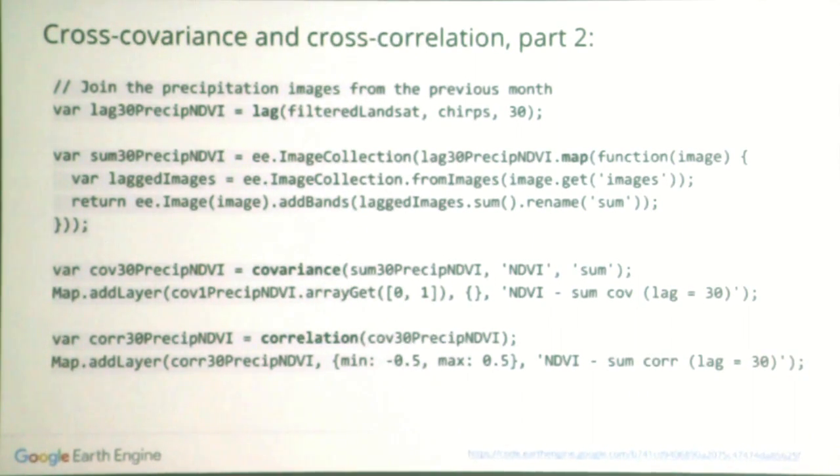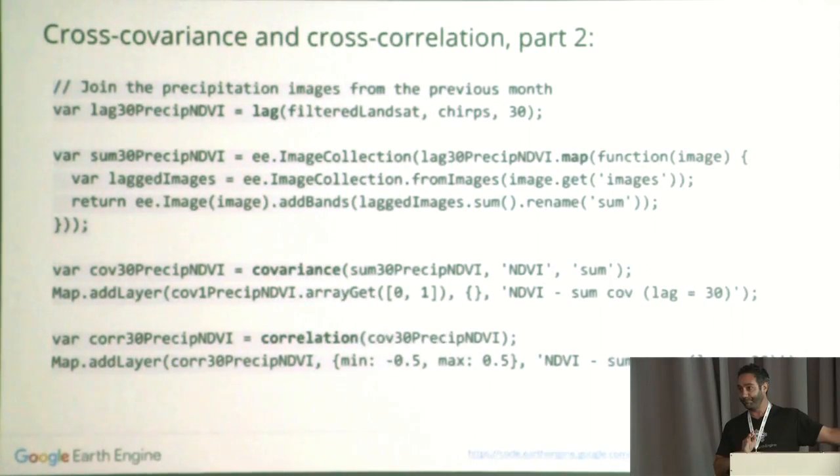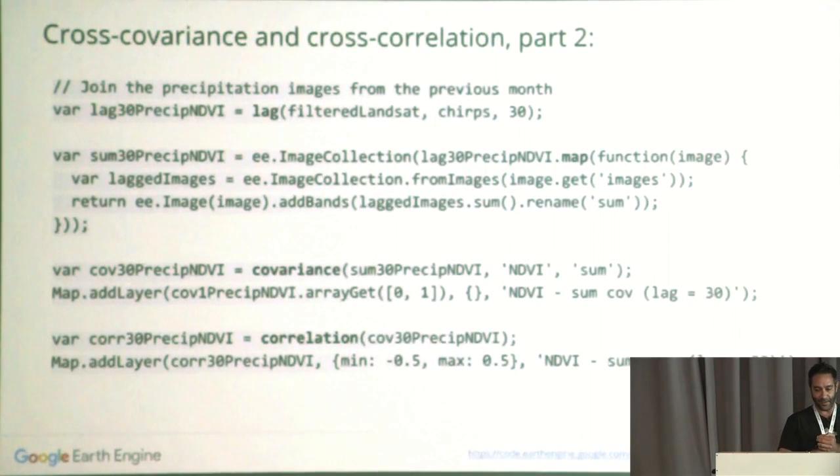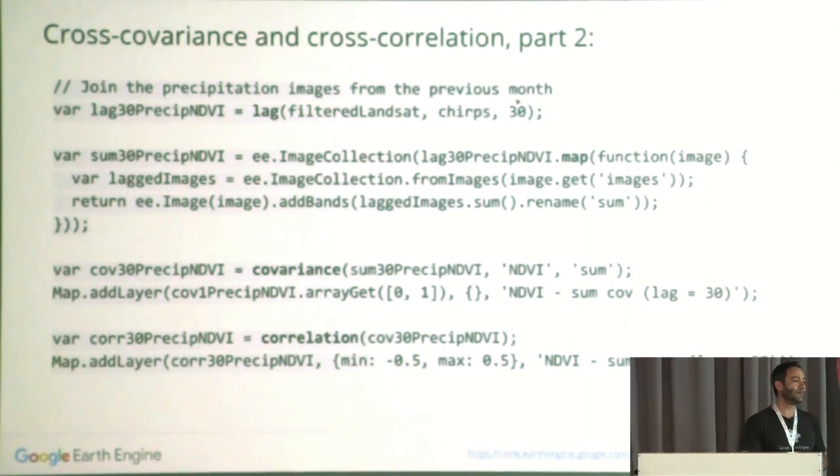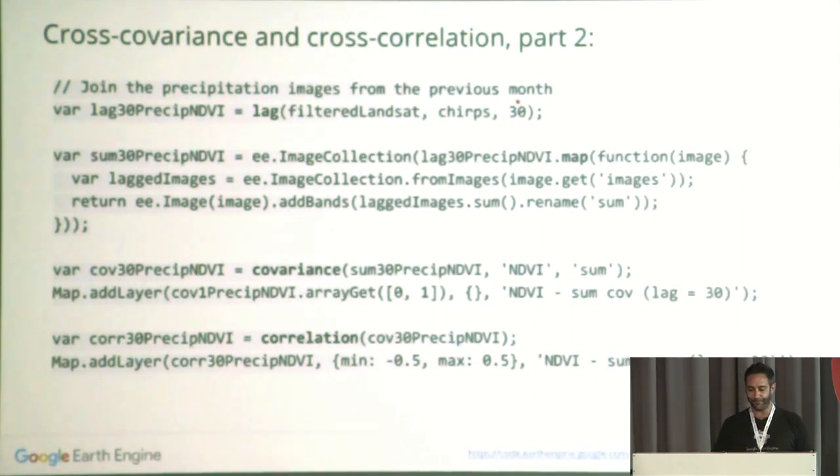Okay. So now we might be interested not in the precipitation from 5 days ago, but in the sum of precipitation from the previous month instead. And here's how you do that. First, we lag the collection. So we're going to store in each Landsat image a list of all the CHIRPS images from the previous 30 days, or from the previous month.